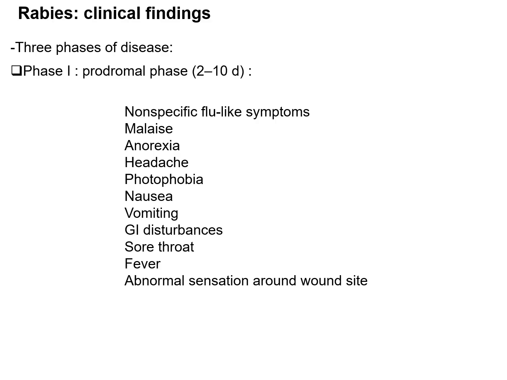There are three phases of the disease. Early on, there is what we call phase one, or the prodromal phase. This could last from 2 to 10 days. During this prodromal phase, there are generalized symptoms that are not really specific. However, there are some that are a little more associated with rabies, such as photophobia, so the person is annoyed by light, in addition to abnormal sensation around the wound site, so the person feels numbness or tingling around the wound site.